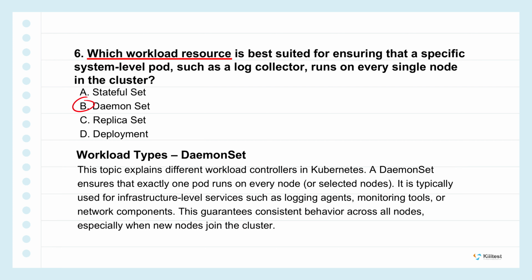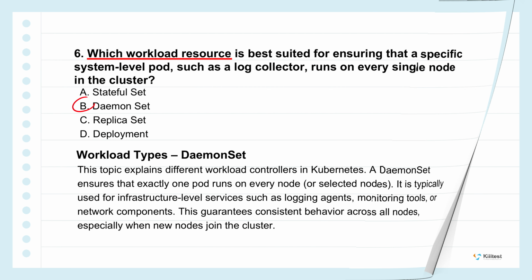If you add a brand new node to the cluster, the daemon set controller automatically sees it and spins up a pod on it immediately. And the use case mentioned, log collectors, that's the classic example, right? That, or a monitoring agent like Prometheus Node Exporter, or even the CNI networking plugin itself. Right. Anything that needs to run on the actual metal of every single server needs to be a daemon set. It guarantees 100% coverage without you lifting a finger.